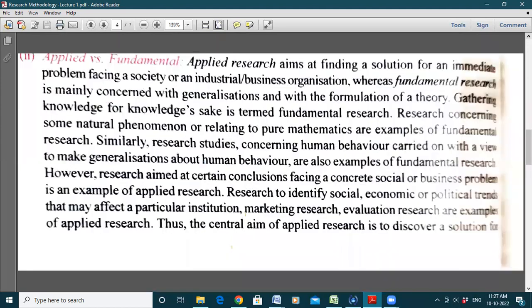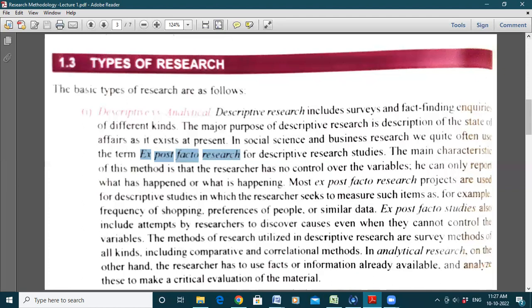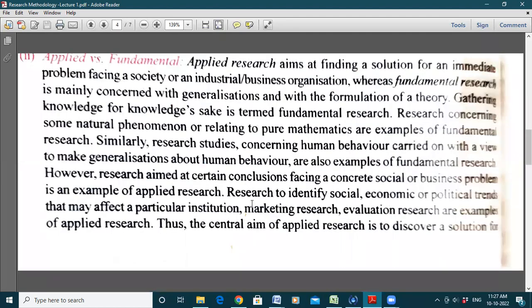आप आते हैं next type, applied versus fundamental research. नाम से ही समझ में आ रहा है. From the name itself, it is clear that applied research aims at finding a solution for some problem facing a society or an industrial or what I can say business organization, where fundamental research is mainly concerned with generalization or with the formulation of this theory.